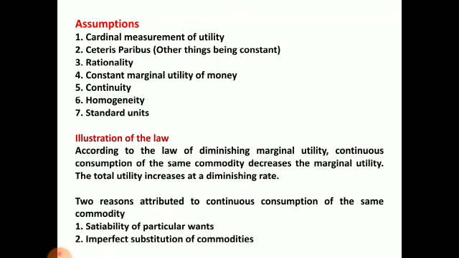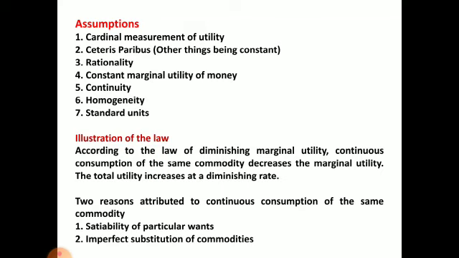One, satiability of particular wants. Human wants are unlimited, and the means to satisfy the wants are scarce. Multiplicity of wants make satisfaction of all wants impossible, but some wants can be completely satisfied. To satisfy some wants, it is necessary to consume the same commodity continuously. When the desire for successive units becomes less intense, the utility from successive units diminishes.